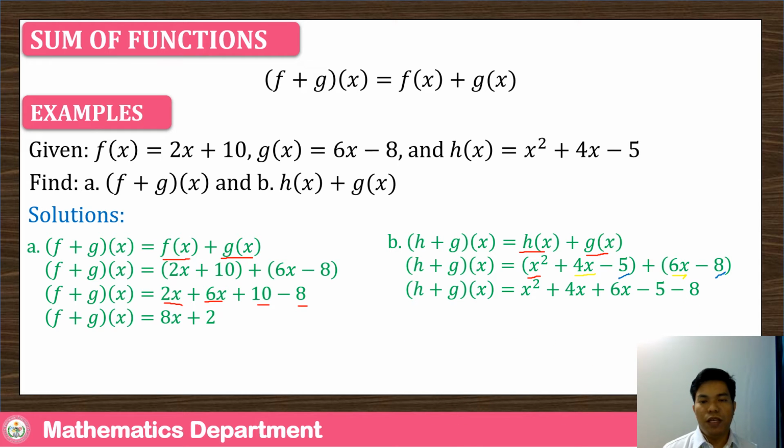As a result, (h plus g)(x) is equal to x squared plus 4x plus 6x minus 5 minus 8. As a result, ang x squared ay wala siyang kapartner, so kokopyahin lang natin siya. Ang 4x plus 6x, that will give us 10x, while negative 5 minus 8, that will give us negative 13. As a result, (h plus g)(x) is equal to x squared plus 10x minus 13.